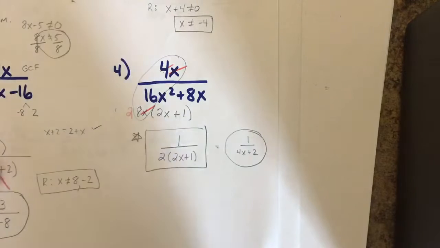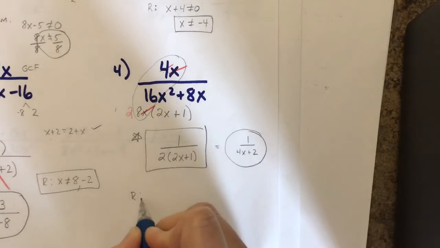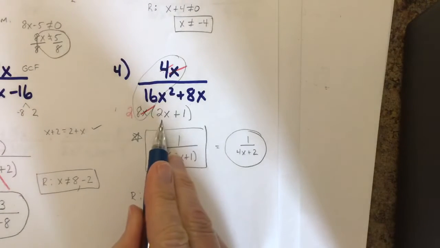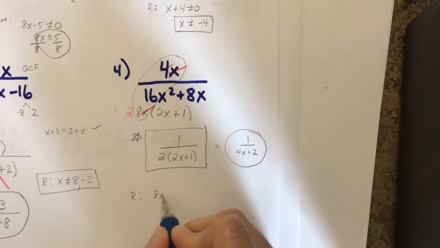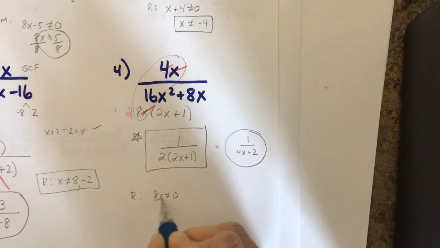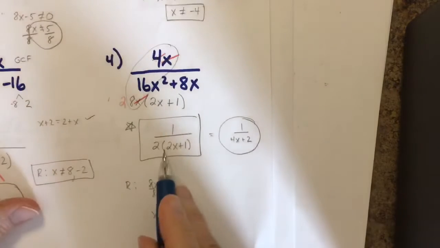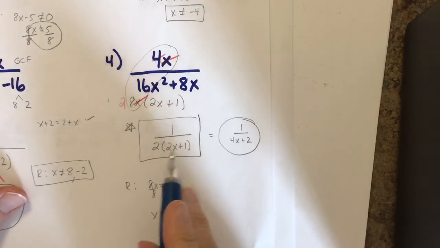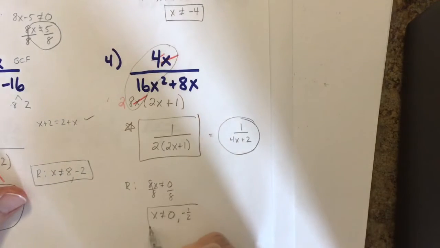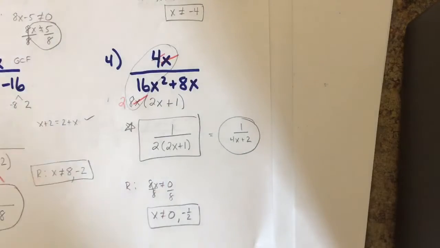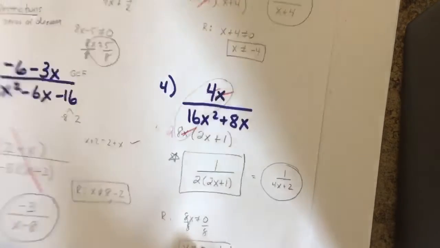All right, now restrictions come from the denominator zeros. There is a 0 from 8x. 8x is not allowed to equal 0. Divide by 8. The first restriction is x cannot be 0. Then from 2x plus 1, you subtract 1, divided by 2. X cannot be negative 1/2. These are the restrictions.